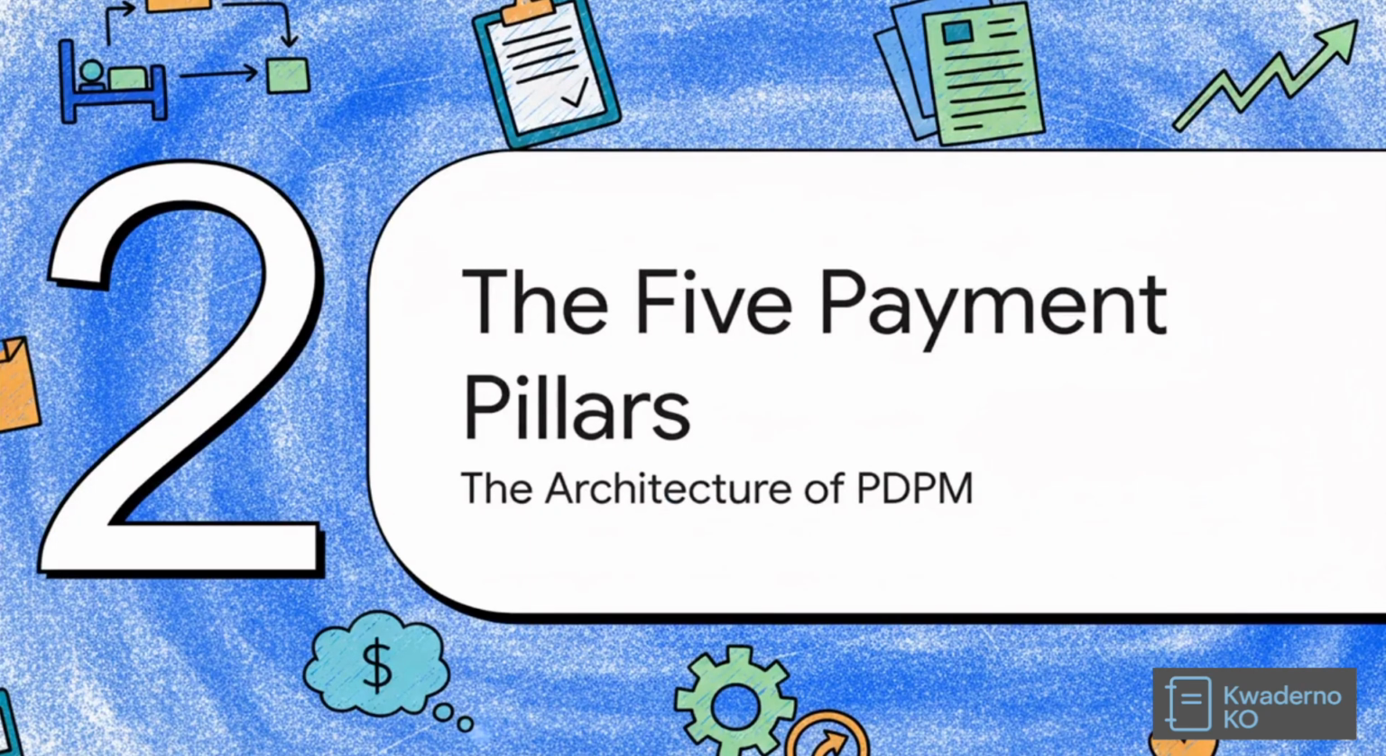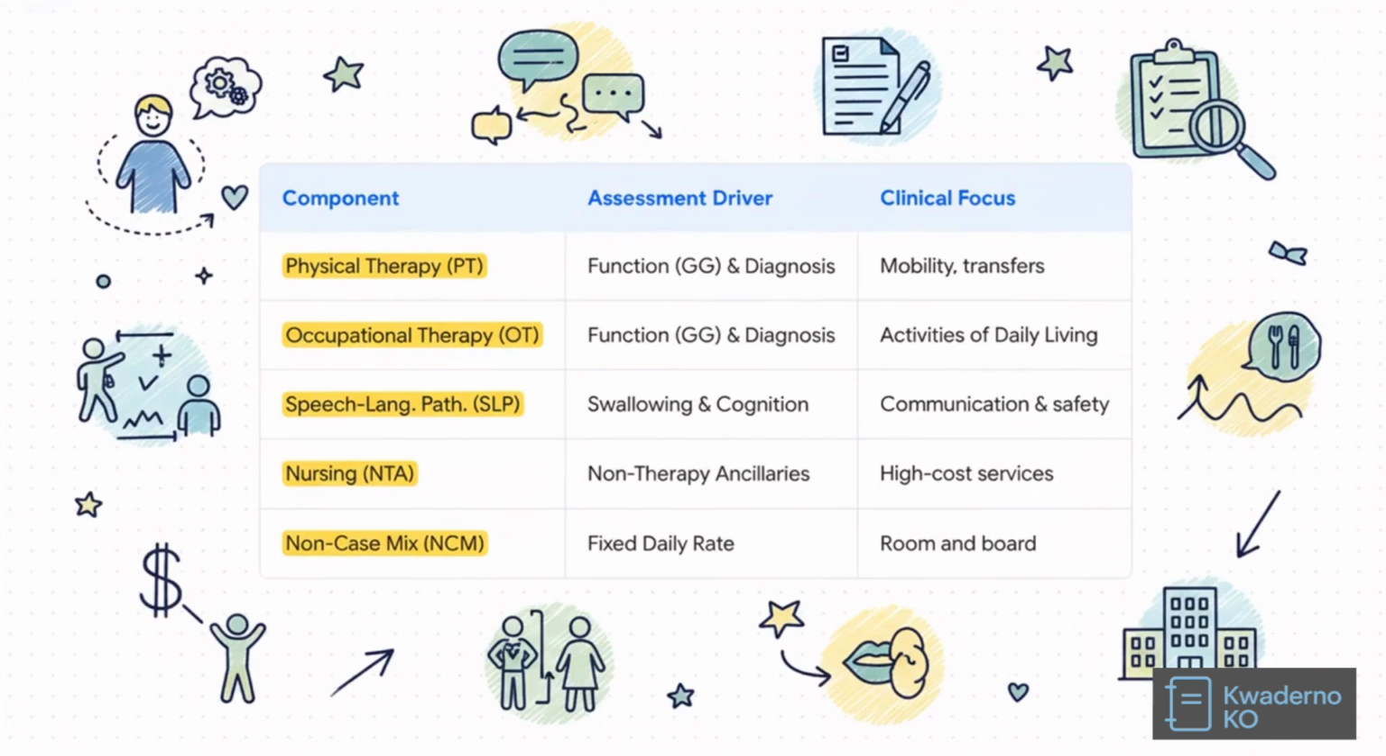So, how does the system actually calculate the payment? Well, it's built on 5 distinct components. Think of them like pillars holding up the entire structure. Each one represents a different, vital piece of patient care. Now, here's what's so fascinating about this. Look at this table. 4 out of these 5 pillars are driven directly by the clinical details that you and your team document, right? The PT and OT parts, they're powered by function scores and diagnosis. Speech, it's all about swallowing and cognition. And nursing, that's driven by those high-cost services.